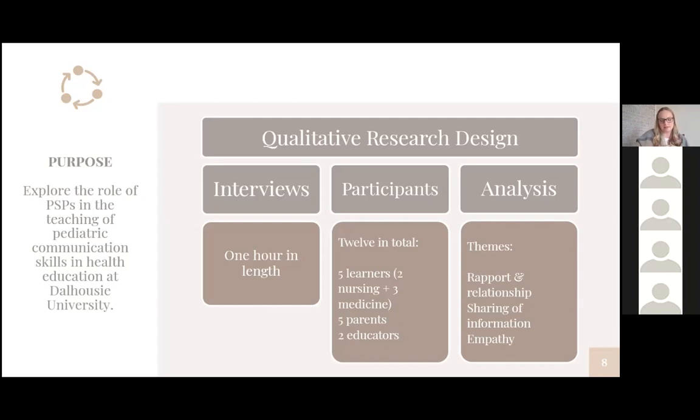For the thematic category approach, so more of that preset category, I looked for themes such as rapport and relationship building, sharing of information, empathy, and of course, pediatric communication skills. So those were things where I asked about qualities that maybe were important to individuals and how those might have been achieved.